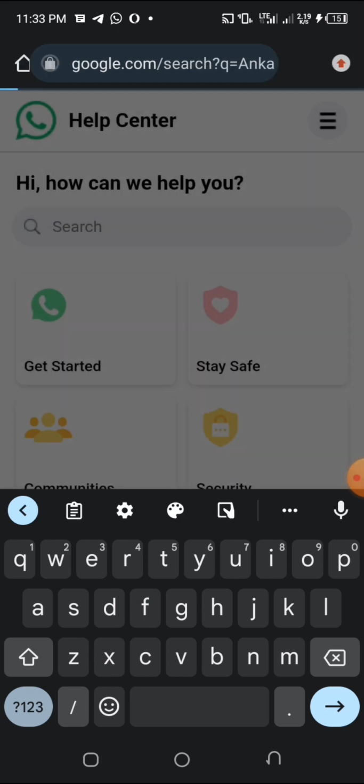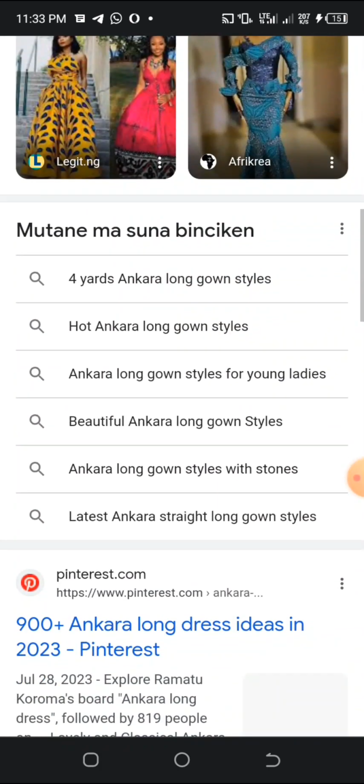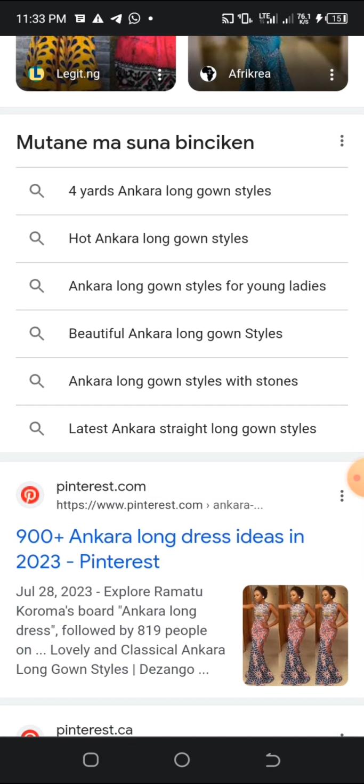So you search. That's one way of getting keywords for your product. Now another one is, you scroll down and you see this search bar. People are also searching for some of this. We have 4 years Ankara.